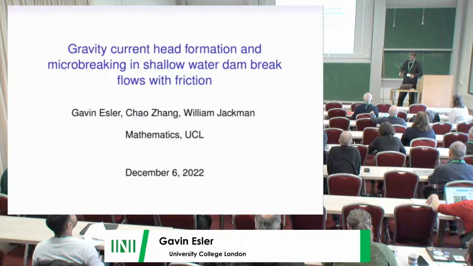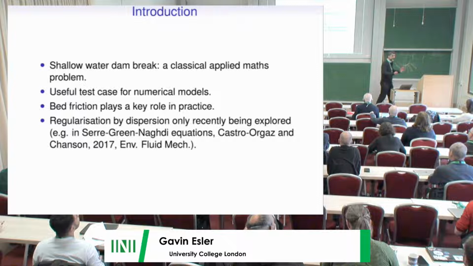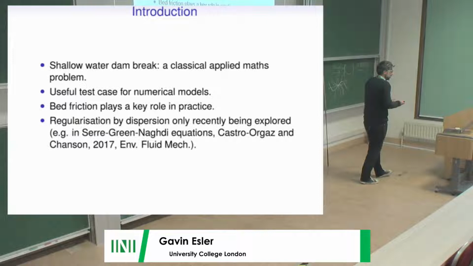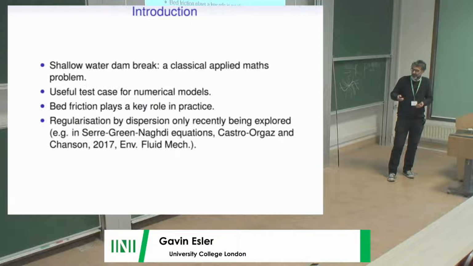Okay. So the problem I'm going to talk about is just the standard dam break problem that everyone who studies fluids will know about, but with the added ingredient of putting in some surface friction to make the problem a bit more realistic, and just to look at the mathematics of that problem as it pans out in various similarity theories of progressive order. Why would you do this? It's a very useful test case for numerical models, and bed friction is important.